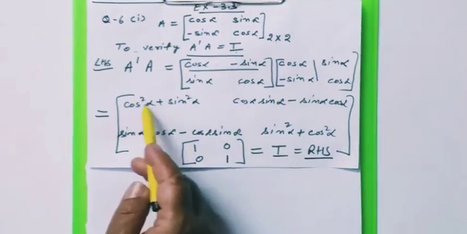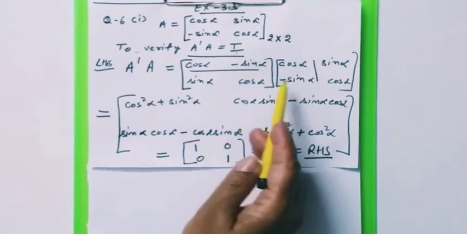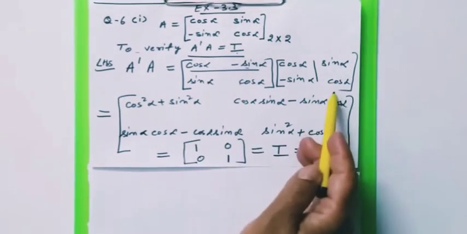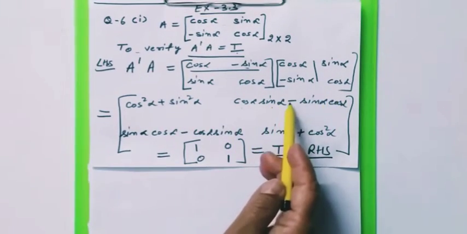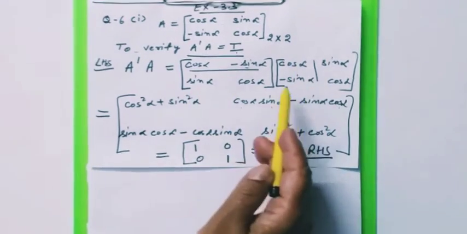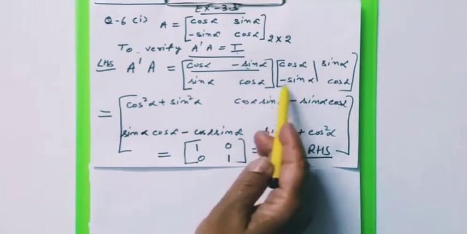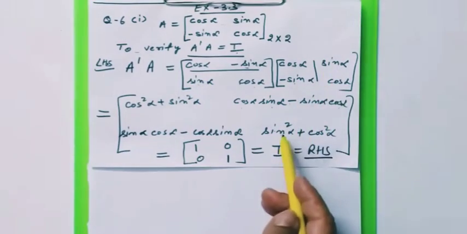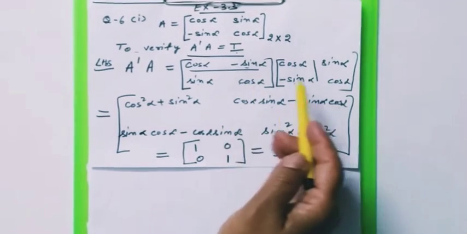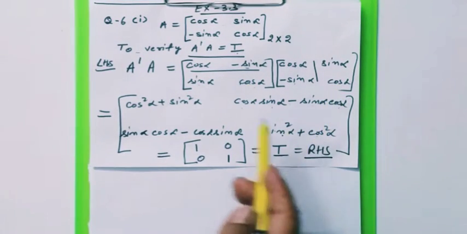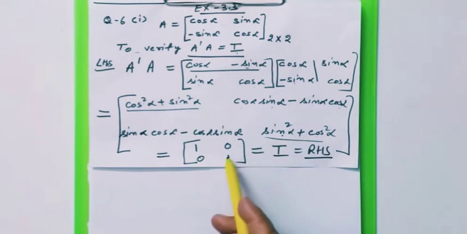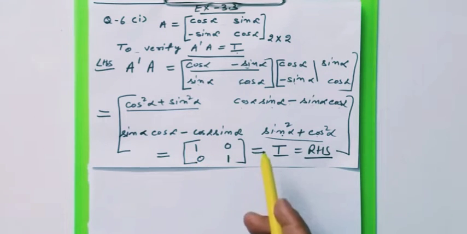First row with first column, cos alpha into cos alpha, cos square alpha, minus sin square alpha. So minus minus plus sin square alpha. First row with second column, I get cos alpha sin alpha minus sin alpha cos alpha. Second row with first column, sin alpha cos alpha minus cos alpha sin alpha, and for this I multiply second row with second column. So sin alpha into sin alpha, which is sin square alpha, plus cos alpha into cos alpha, which is equal to cos square alpha. So this is the trigonometric identity. This element is 1, this element is 1, these two elements are 0. So I get the identity on the right hand side.